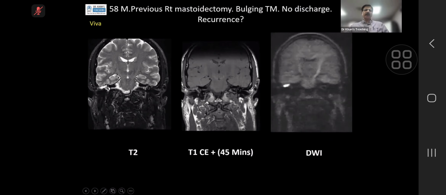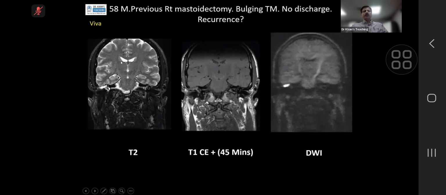Okay. Now, this is a new world. What is happening here is the patient has got a right-sided mastoidectomy. Is there a recurrent cholesteatoma? That is the question. And we have done various sequences. I will tell you why they were done.